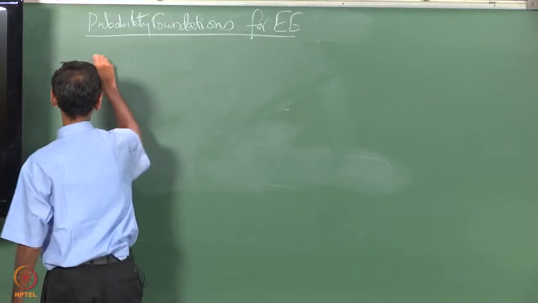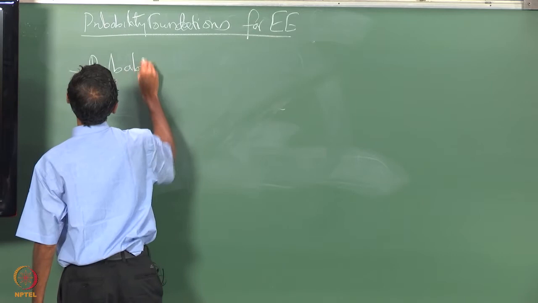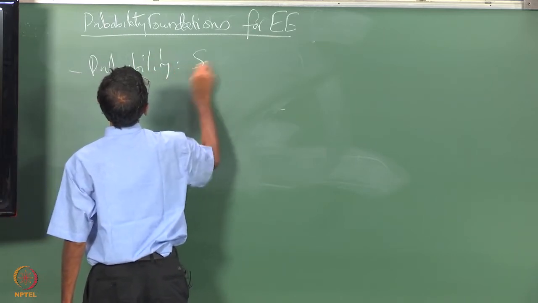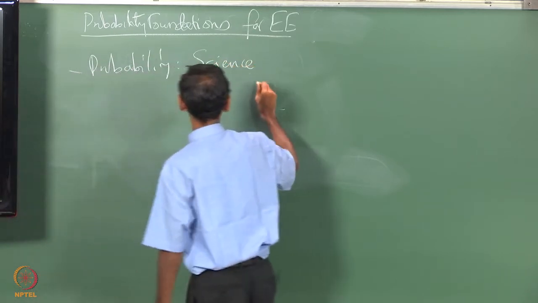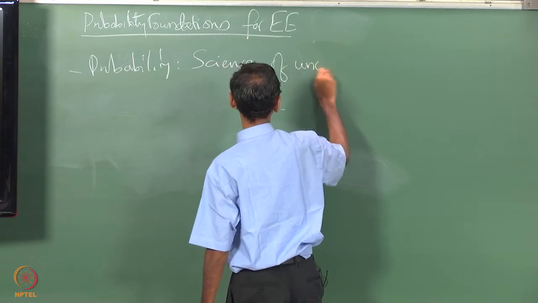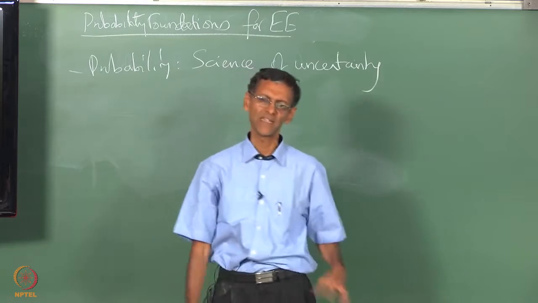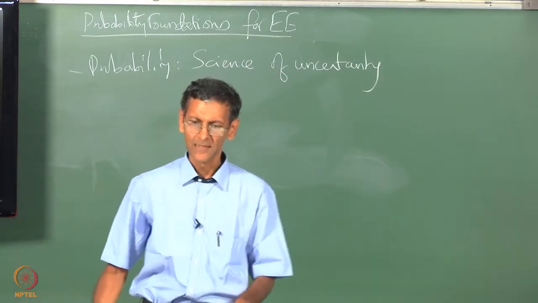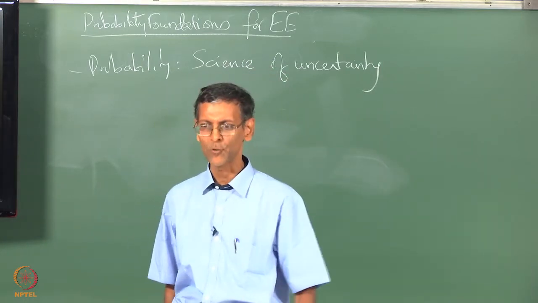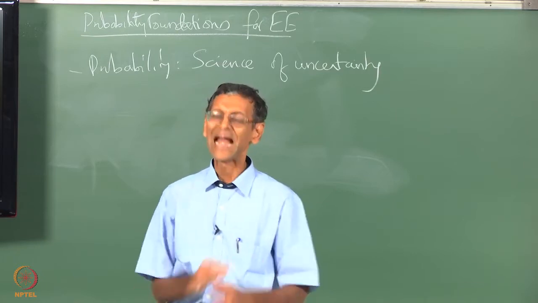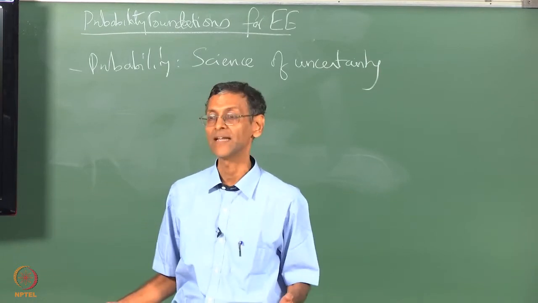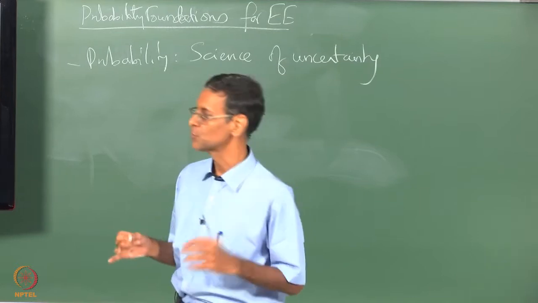Probability is the science of uncertainty. So we are going to approach this business of uncertainty from a very scientific perspective, in the sense that yes, we know that we can't predict exactly what's going to happen, but in an average sense can we say something? Can we make predictions which are useful?